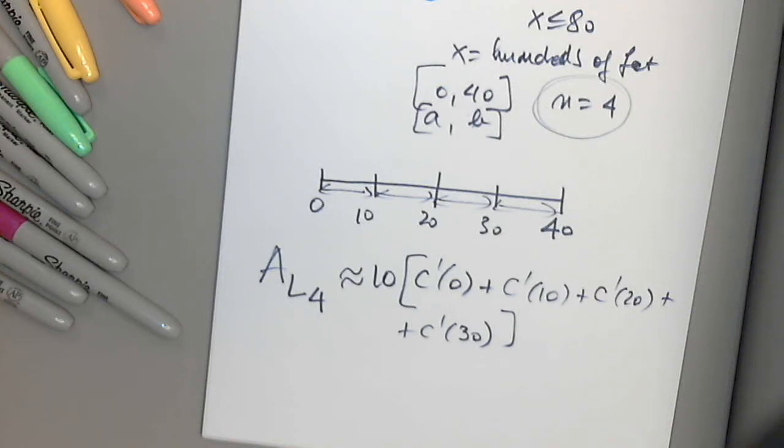What if I was asked to find a midpoint? Then I would have said 10 times f of 5 plus f of 15 plus f of 25 plus f of 35. Then this would have been the best approximation. Also, after we are done with this, we are going to find the exact area. Why? Because we know how to find the antiderivative of this function. It's not going to be a problem.